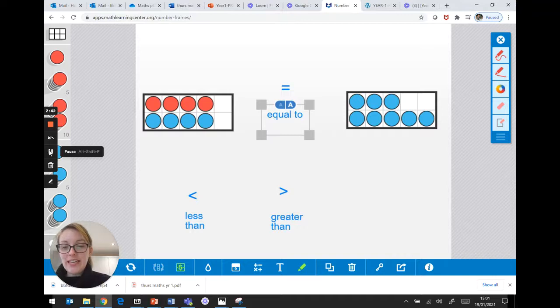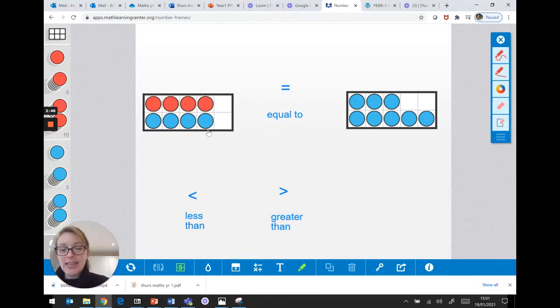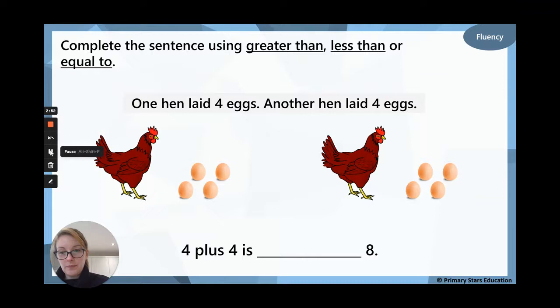And well done if you said equal to. They are the same. 4 plus 4 equals 8, which is equal to the same amount as 8. So let's go back to our original problem. So we can see 4 plus 4 is equal to 8. Well done.